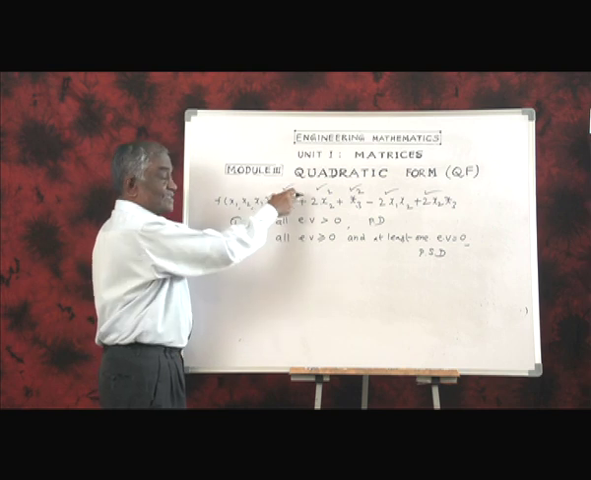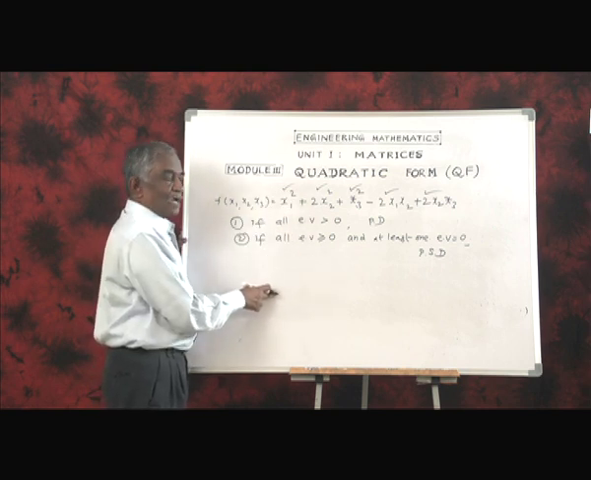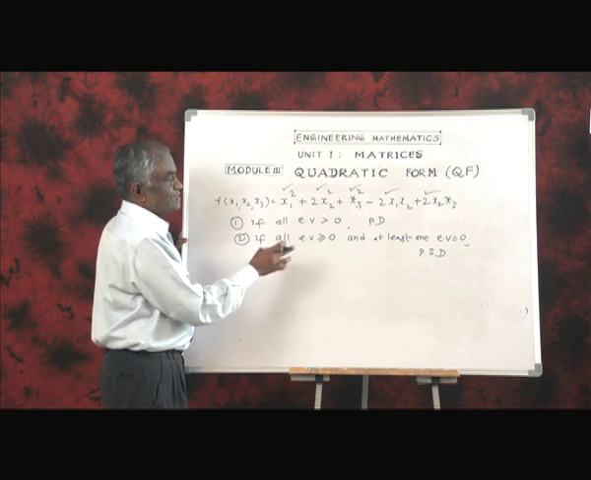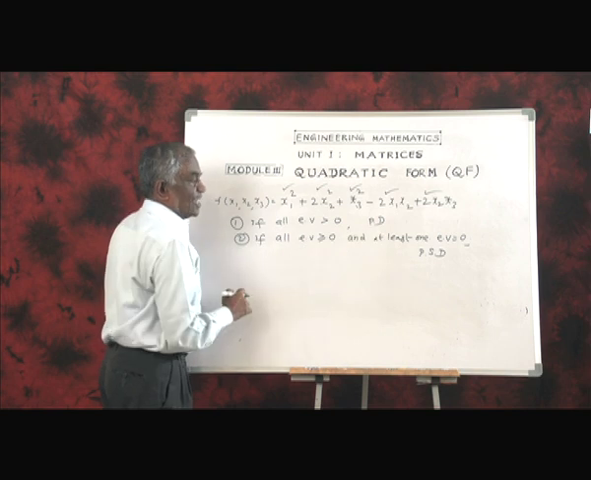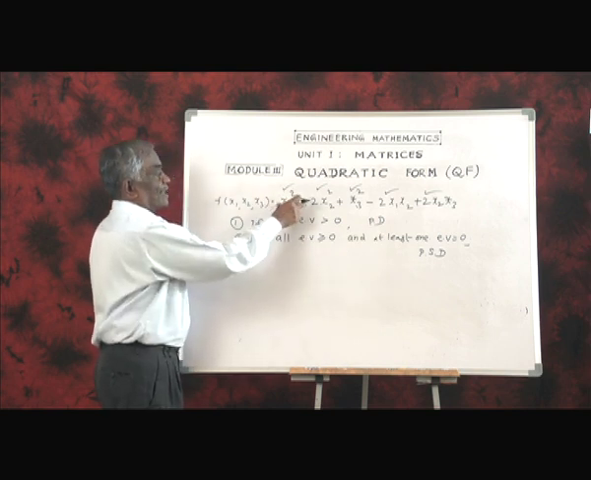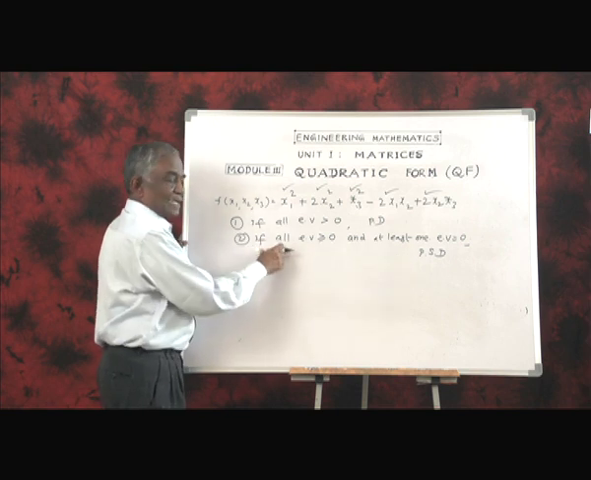That is the case with our problem that we are dealing with now. Just now we have seen the eigenvalues are 0, 1, 3. All are greater than or equal to 0 and at least one of the eigenvalues is 0. Therefore, for this problem, the nature is positive semi-definite based on this result.